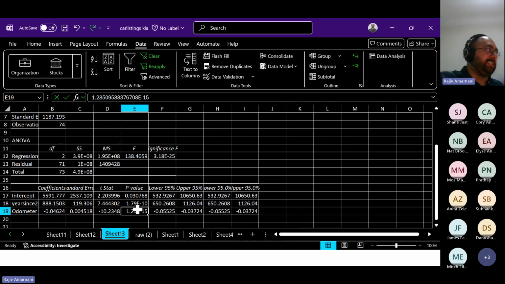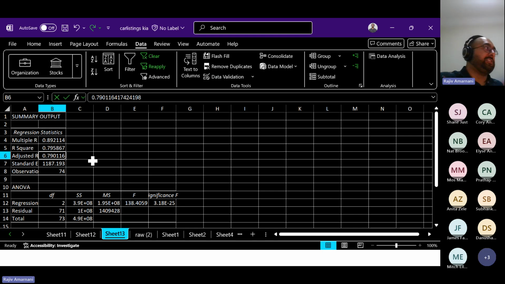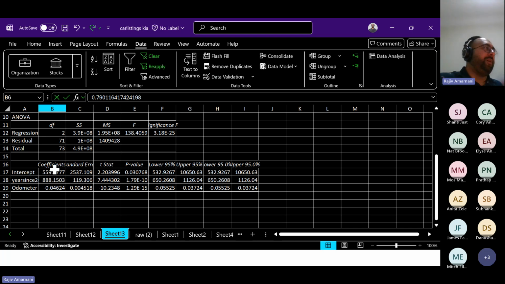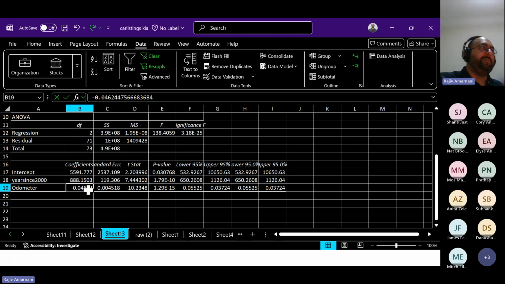Everything is statistically significant. Adjusted R square, again, has not changed much. The other variables were really not lifting much weight. It really was just model year since 2000 and the odometer. And yeah, that's your final model.